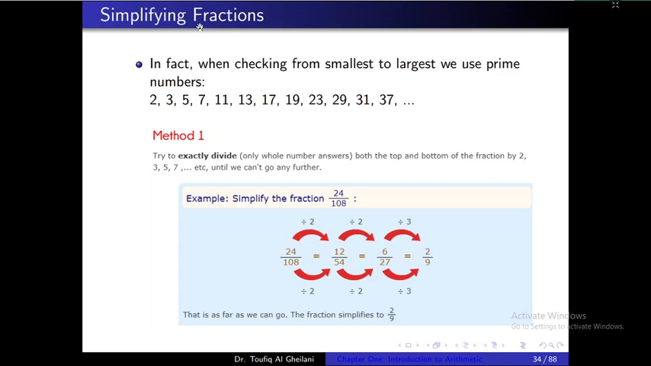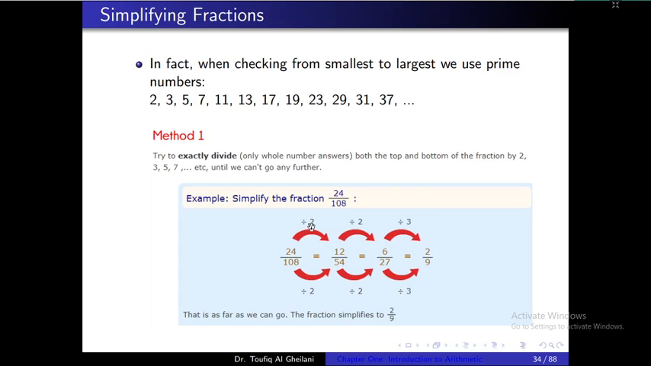So we can simplify a fraction by two methods. Method 1: try to exactly divide both the top and bottom of the fraction by prime numbers, 2 or 3 or 5 or 7, and so on, until we cannot go any further. For example, simplifying the fraction 24 over 108. I start with the first prime number.